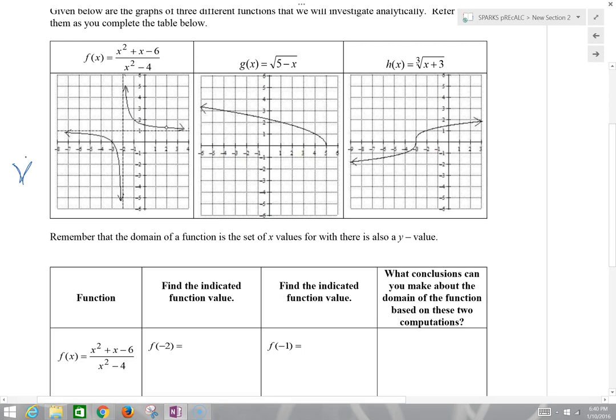So for the first function, x squared plus x minus 6 over x squared minus 4, looks like that. We want the function value at negative 2. So we go to negative 2, and well, what do we notice? They have what's called an asymptote right here. This thing's going to negative infinity, this one's going to positive infinity. This is undefined. How about negative 1? Negative 1, it's up here at 2. What conclusions can you make about these two computations? Well, domain is not all reals.